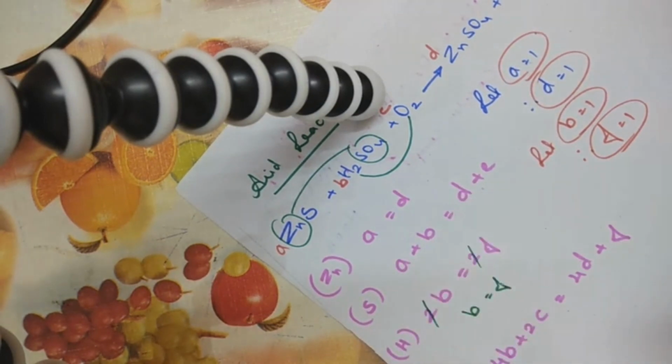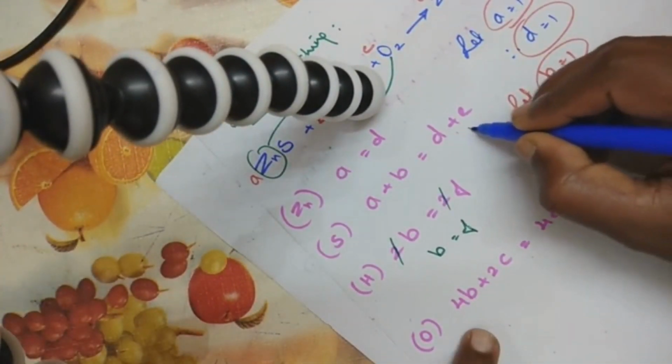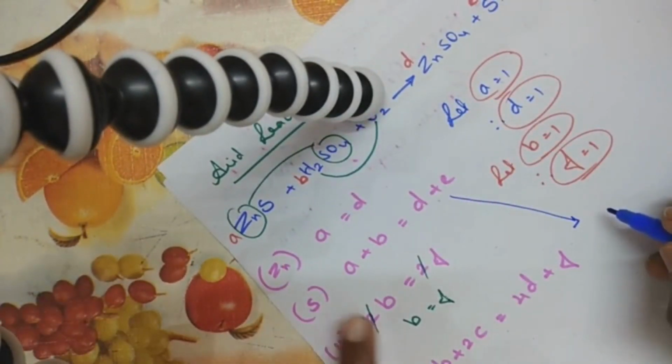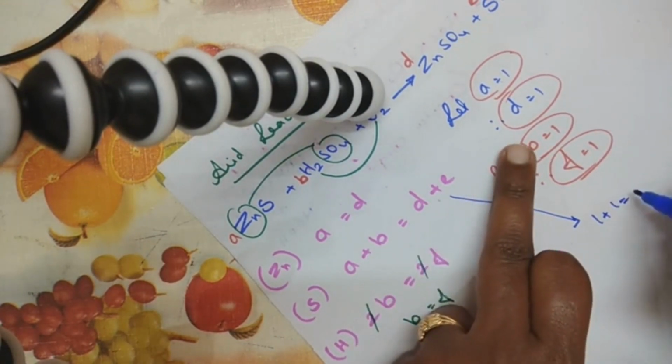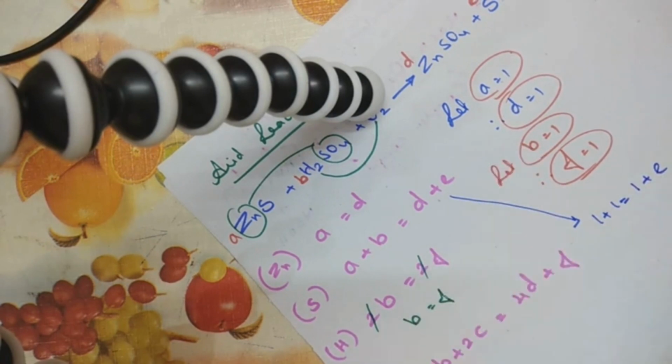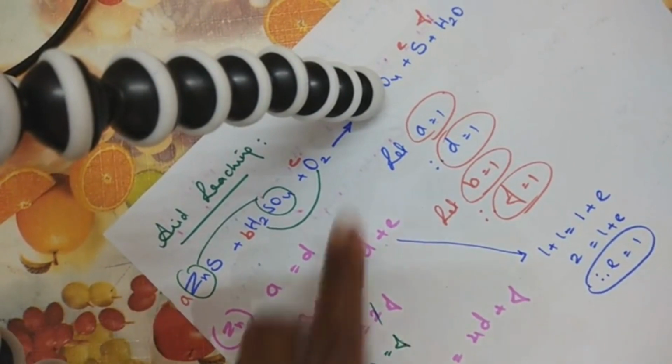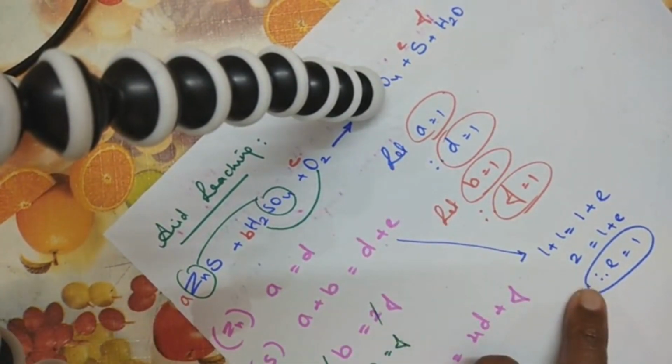So I'm doing the substitution at the side. My value of A is equal to 1, value of B is equal to 1, and D is equal to 1 plus E. So here I've got 2 is equal to 1 plus E. Therefore, E is equal to 1. So I've got one more value, E. Out of the 6, I've got 5 values.